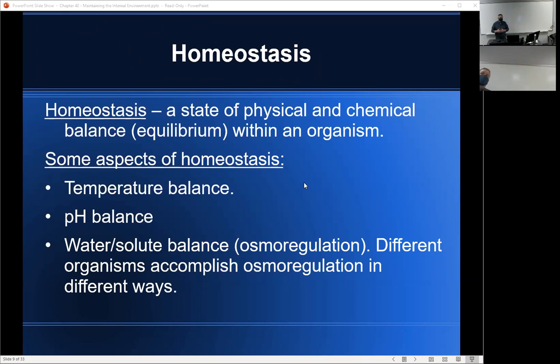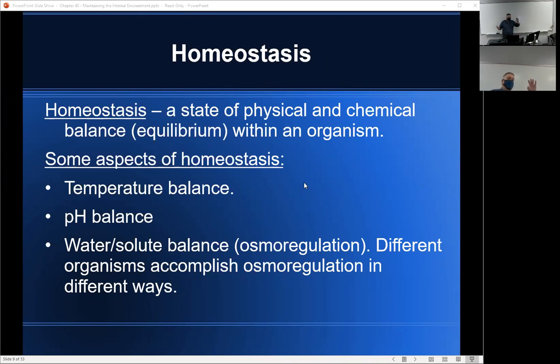The opposite's bad too. If we put cells in a hypertonic environment, water is going to move down the concentration gradient out of the cell into the hypertonic fluid. This is going to cause the cells to shrivel up. Again, that's a bad situation.